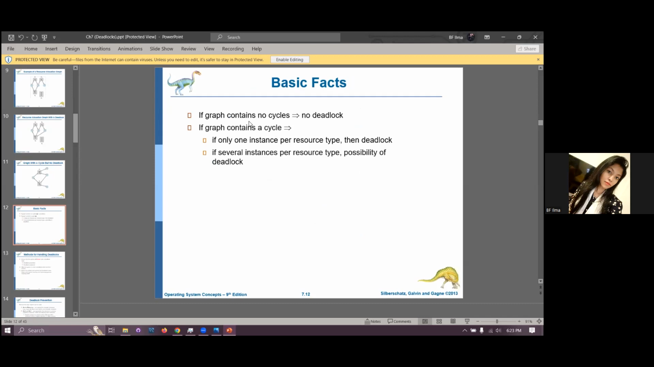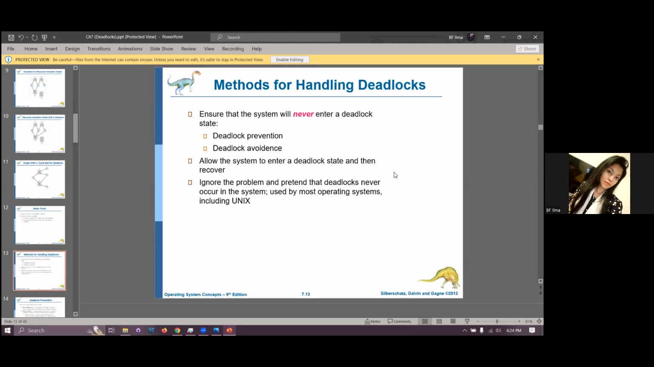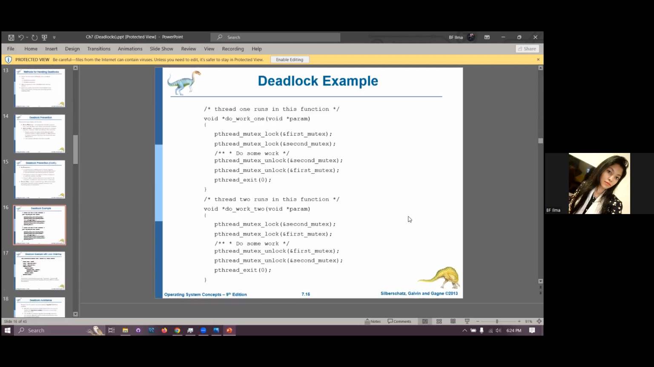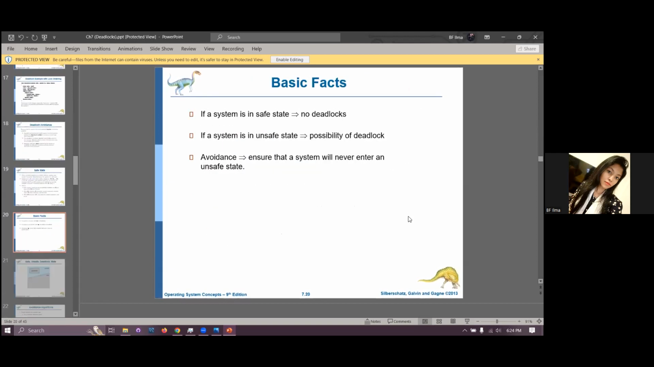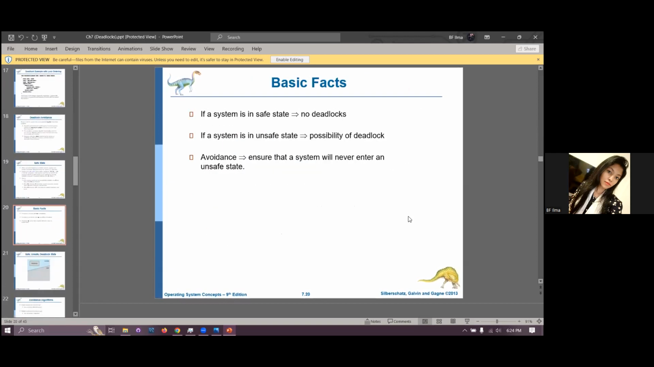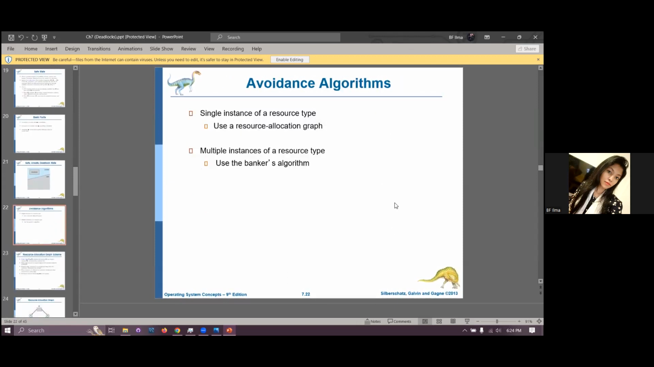If a graph contains no cycles, then we can say no deadlock. However, if a graph contains a cycle and there's only one instance per resource, then yes, there's a deadlock. If there are multiple instances, then there's only a possibility of a deadlock. We cannot say for sure. So for this, we need some advanced algorithms to identify deadlocks in case of multiple resource instances.